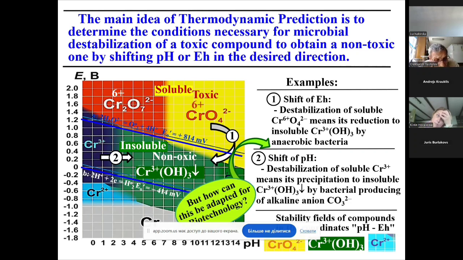And it is obvious, in our opinion, that the most suitable method for the destabilization of toxic compounds is the application of microorganisms. Microbial reduction of chromium 6 compounds leads to the forming of non-toxic chromium 3 hydroxide.